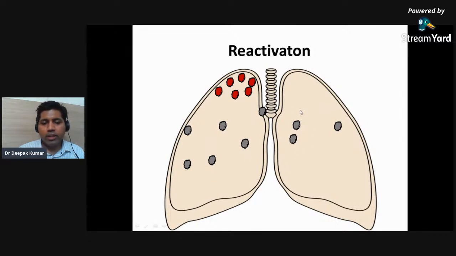Okay, so this ventilation perfusion is not uniform in the lung. That's the reason why you have more aeration in the upper part of the lung, and that becomes a foci for reactivation. Pardon the spelling, it's PION. Okay, and then there is cavitation.